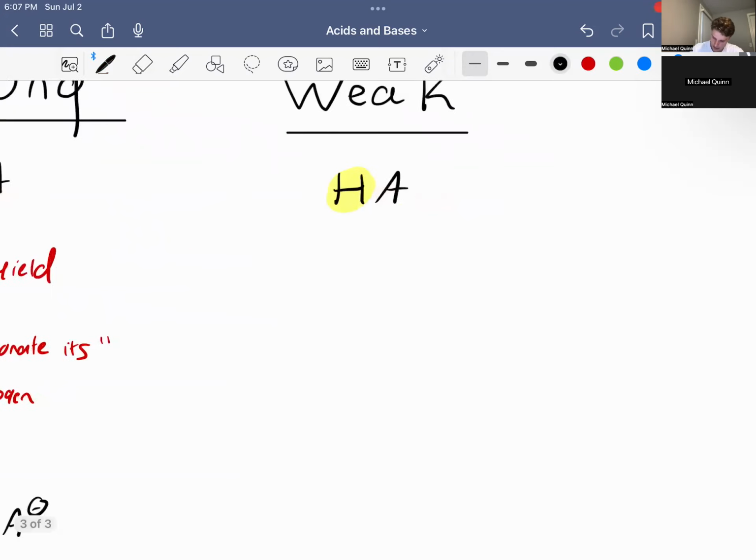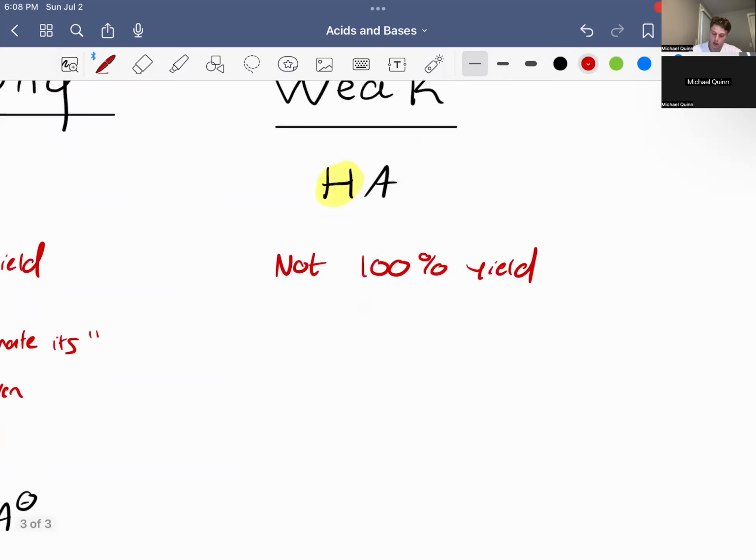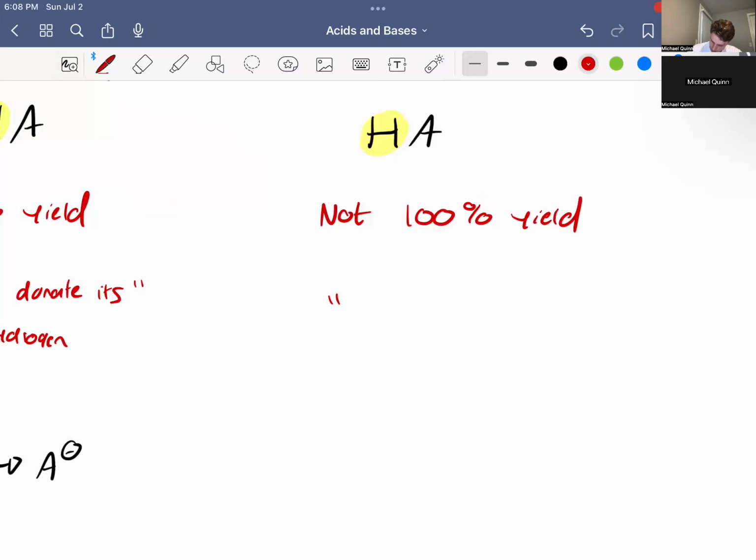Now, a weak acid, we can simply say it is not 100% yield. In fact, it is often much, much less than 100% yield. For a weak acid, we are not going to see anywhere near all of the hydrogens be donated. So we can just say it's not going to donate its hydrogen every time.